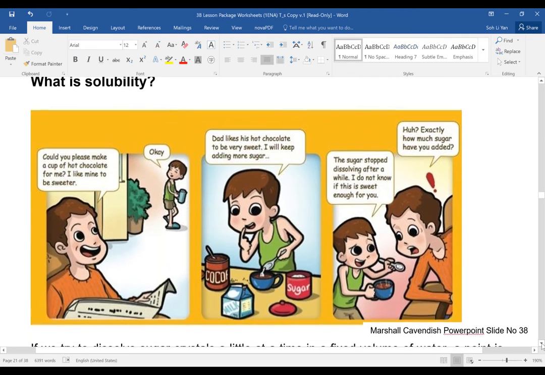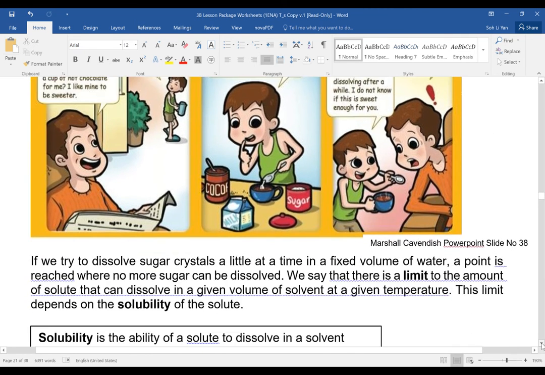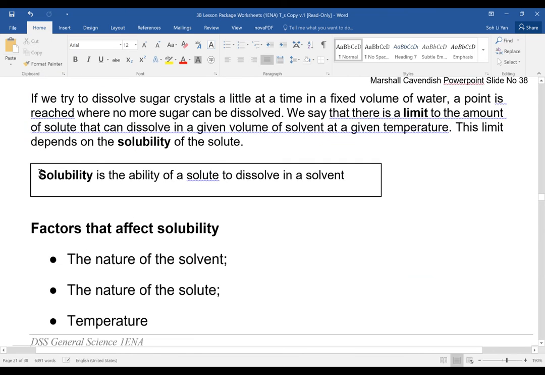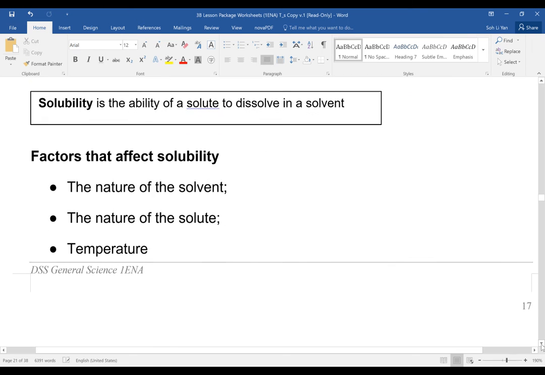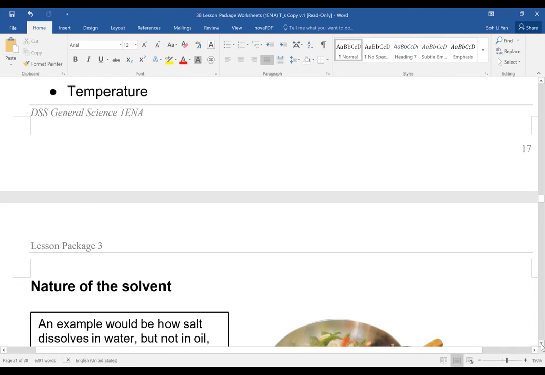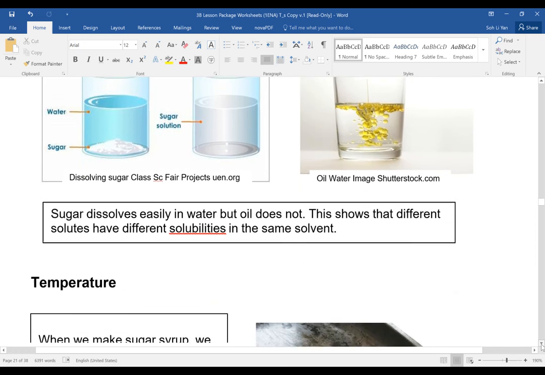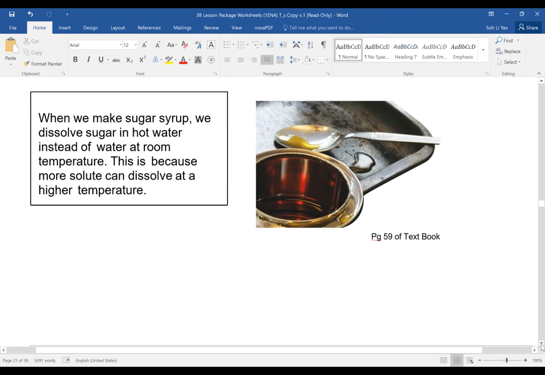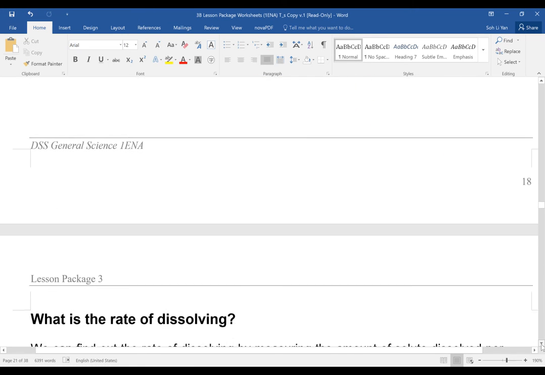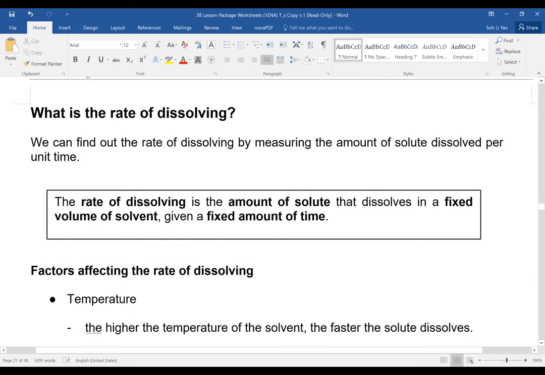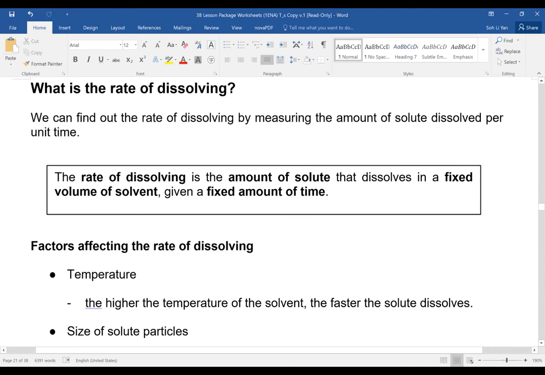About solubility, we already talked about the factors. Solubility is the ability of a solute to dissolve in a solvent, how well the particular solute is able to dissolve in the solvent. These are repeated: nature of solvent, nature of solute, and temperature. These are the factors that affect solubility. Moving on very quickly, rate of dissolving, we already taught in the previous PowerPoint slide as well. You can read through again.